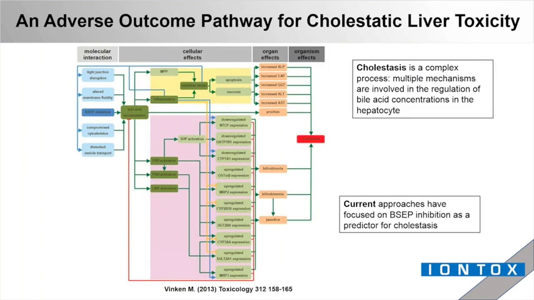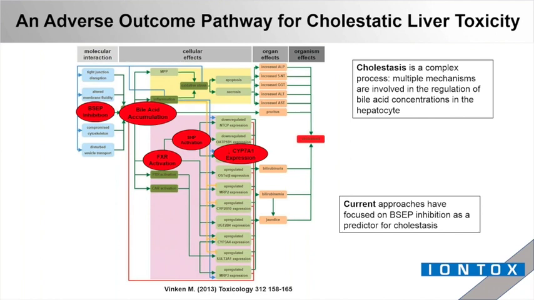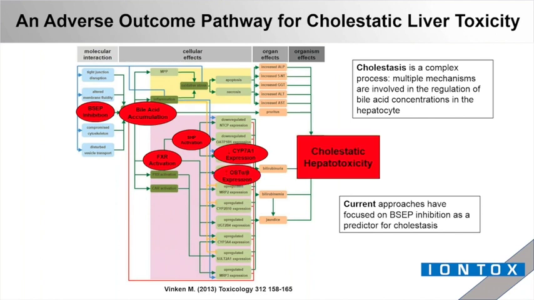And this is all in an adverse outcome pathway. This pathway is pretty well defined. It's well known. It's actually an OECD approved pathway. And basically, just by looking at this, you can see that cholestasis is a really complex process. There's multiple mechanisms involved in the regulation of bile acid concentrations. And the current approaches have really focused on BSEP inhibition alone as a predictor for cholestasis. But clearly, there's a number of other pathways that can be targeted. So it's much more complex than just BSEP inhibition.